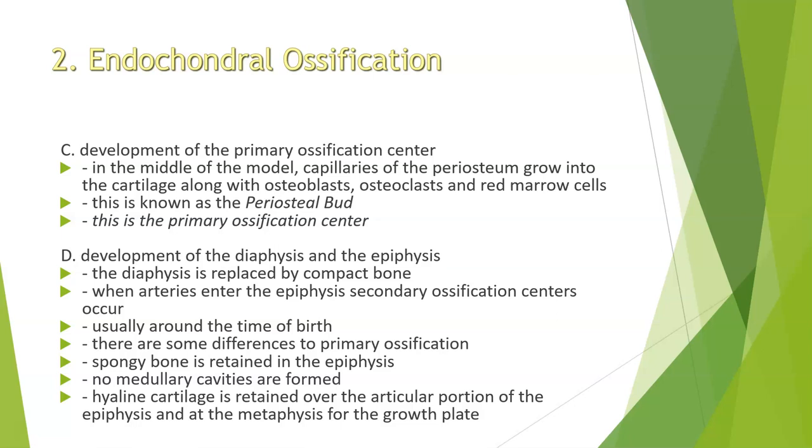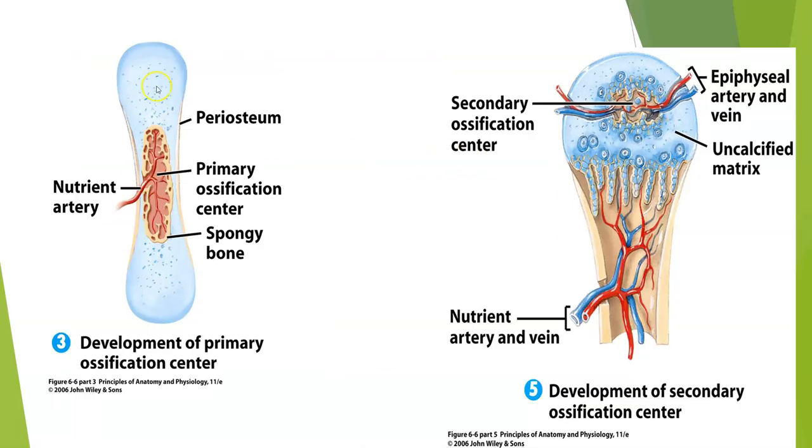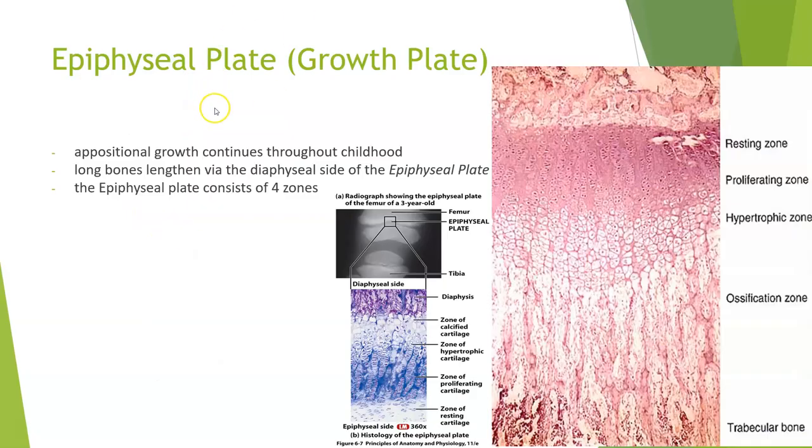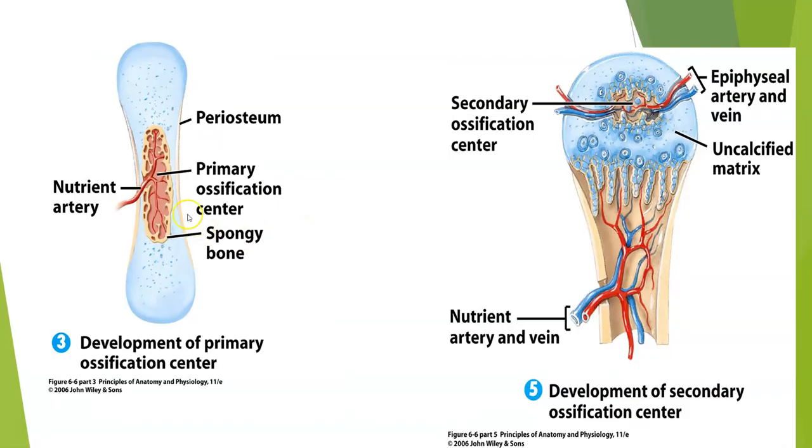In the middle of the model, capillaries of the periosteum grow into the cartilage along with the osteoblasts, osteoclasts, and red bone and red marrow cells. And this is known as the periosteal bud. This center area where this blood supply starts to begin is known as the primary ossification center. And from this central area where the blood went in, everything starts to move out towards the ends, either way. As this is moving outward towards the epiphyses, here and here, we start to get this modeling that's occurring, and we can see here that we have this primary ossification center.